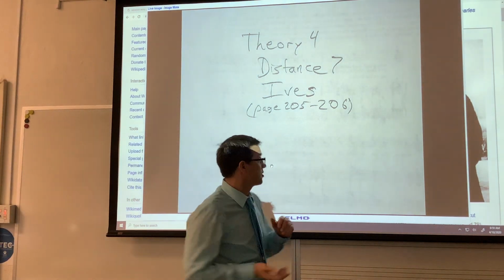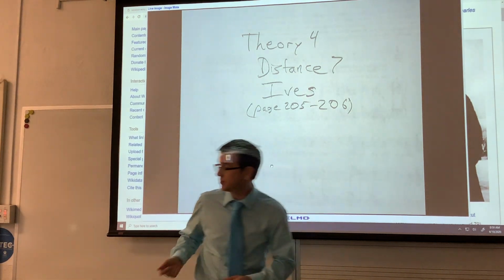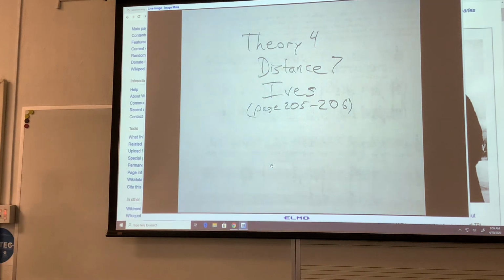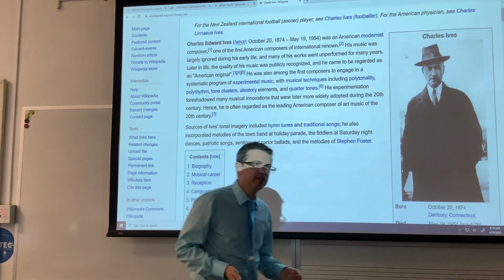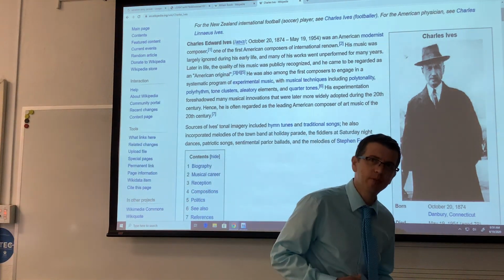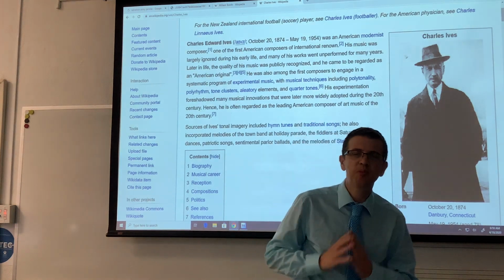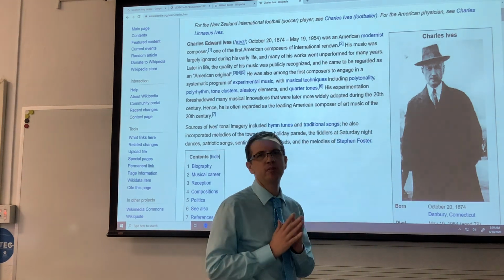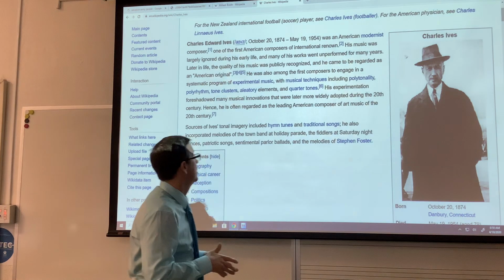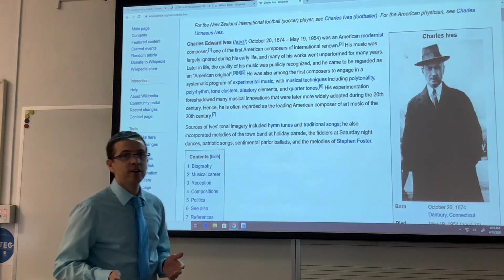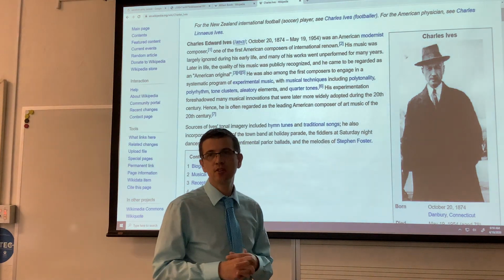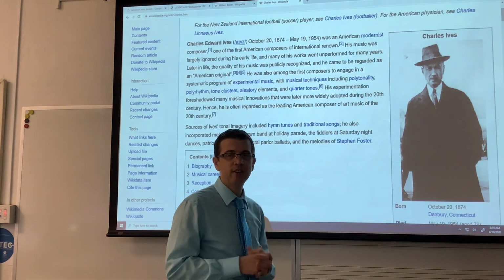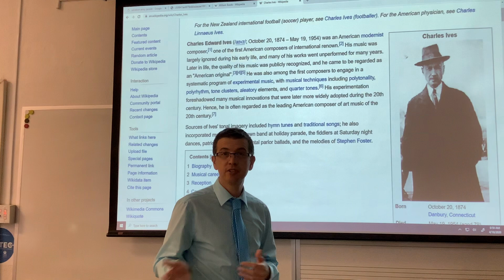We're going to look at two songs by Charles Ives. So we've been looking at American music that's more recent, and now we're going to go back in time a bit and look at an experimental American composer from the very early part of the 20th century. So Charles Ives grew up in New England, and his father was a band leader from the Civil War.